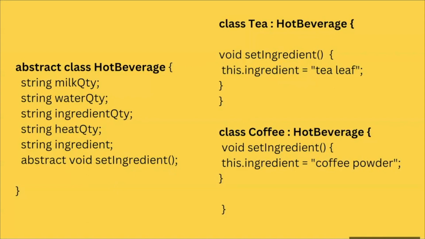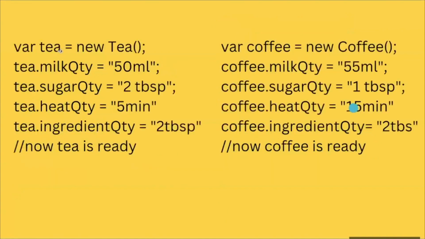Okay, so this is a very simple setup. You have two classes, Tea and Coffee. They inherit a parent class called HotBeverage. HotBeverage is the abstract class, which has a few fields and one abstract method. And you would do something like this: t equal to new Tea, t.milkQuantity, you would set it to something, 50 ml, let's say, then sugar quantity, water quantity, ingredient quantity, and that's it. So you created an object and then you defined the fields, right? So this is the problem that we are talking about.